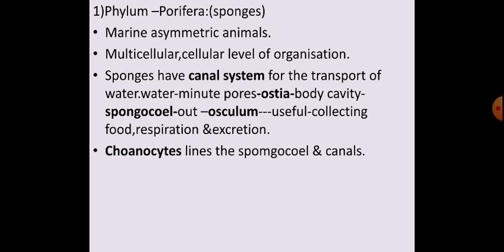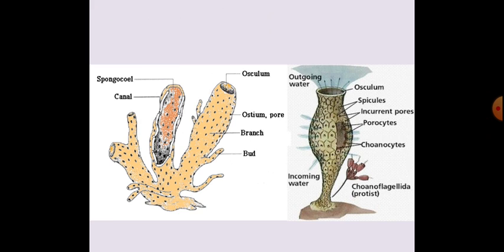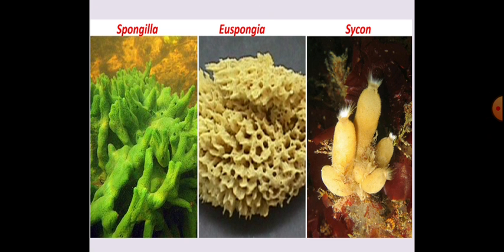So the first phylum is phylum Porifera. The examples of phylum Porifera are sponges. Sponges are the organisms which belong to phylum Porifera. These are called sponges, which are found in marine water, in the oceans.